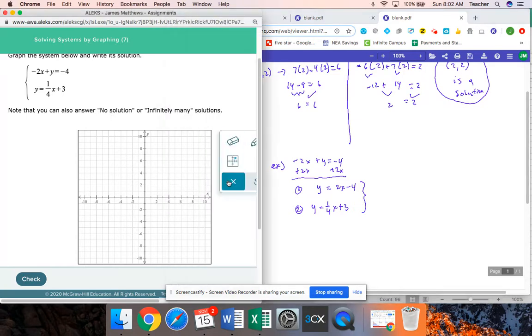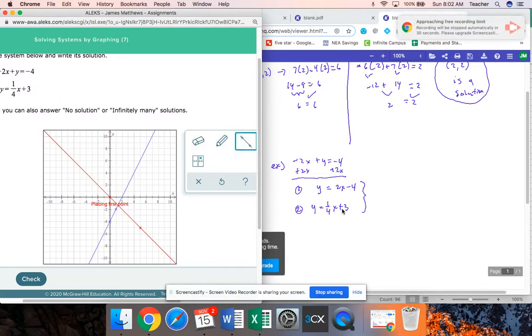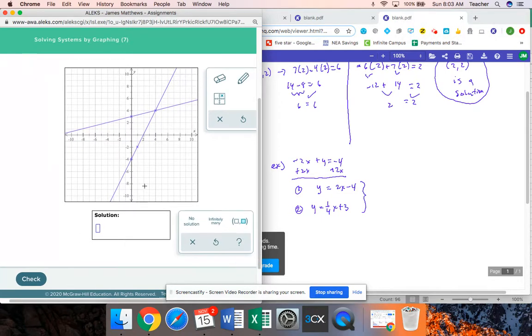If I'm trying to check where the solution is, I just need to graph these. For the first one, the y-intercept is negative 4, so there's a point, and then I need to go up 2 over 1. There's one line. Let me add another line. This has a y-intercept of positive 3, and then it says to go up 1 over 4 right here. Because of that, it looks like my solution will be at (4, 4). I need to put some parentheses around that, which would be good.